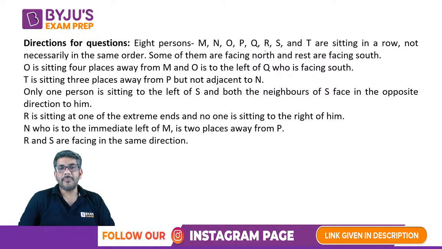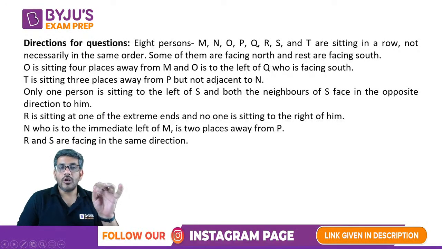He says 8 people are sitting in a row, not necessarily in the same order. Some of them are facing north and the rest are facing south. O is sitting 4 places away from M and O is to the left of Q, who is facing south. T is sitting 3 places away from P but not adjacent to N. Only one person is sitting to the left of S and both the neighbors of S face in direction to him. ऐसा कर करके we have a lot of information.